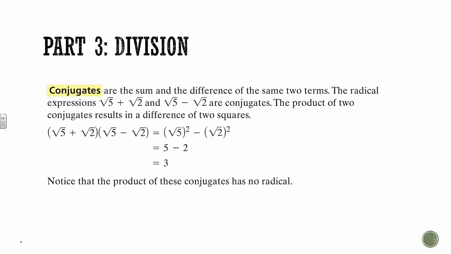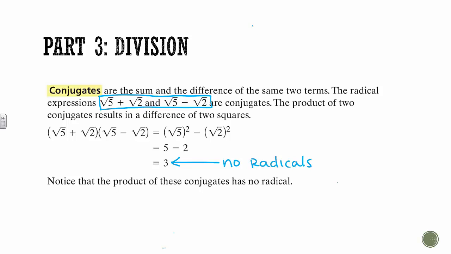The radical expression square root of 5 plus square root of 2 and square root of 5 minus root 2 are conjugates. The awesome thing about conjugates is when you multiply them together, you end up with something nice and pretty that has no radicals.